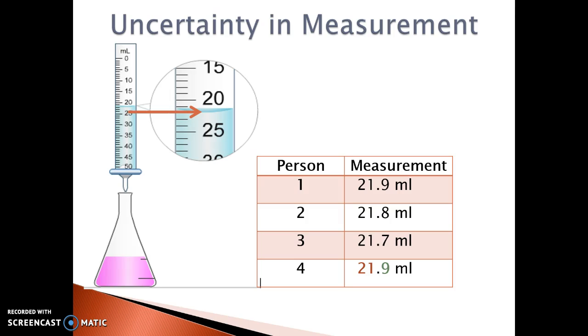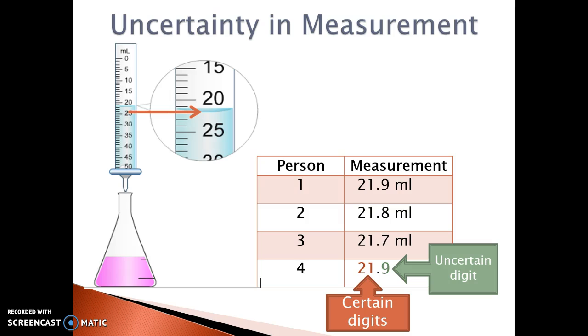If we consider these four individuals, we get a result of three different measurements. The first two digits remain the same regardless of who makes the measurement. These are called certain digits. The final digit, which can be different and is estimated, is called the uncertain digit.